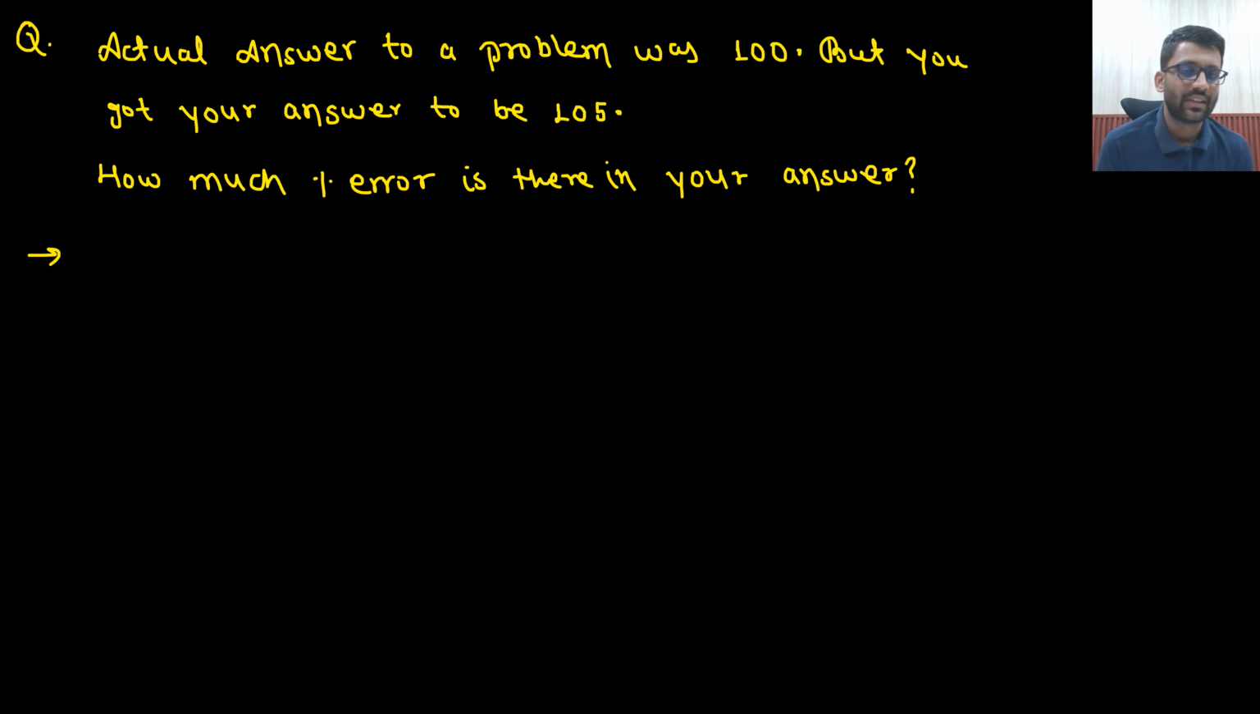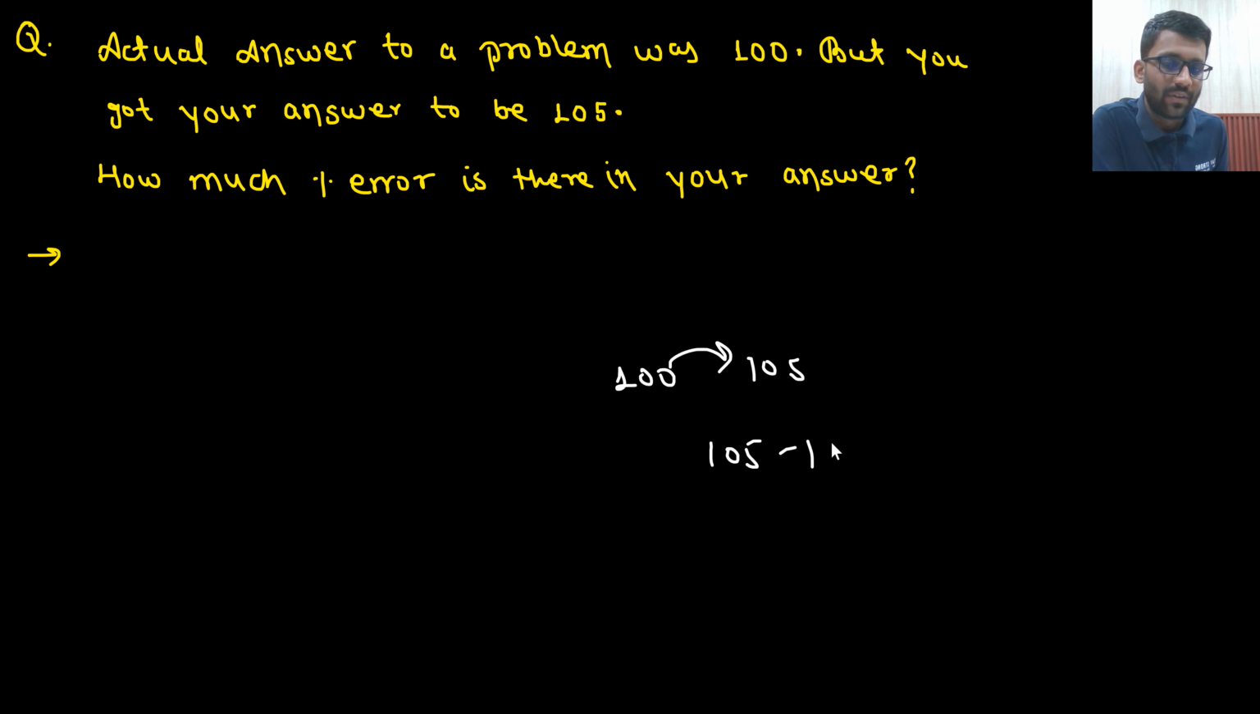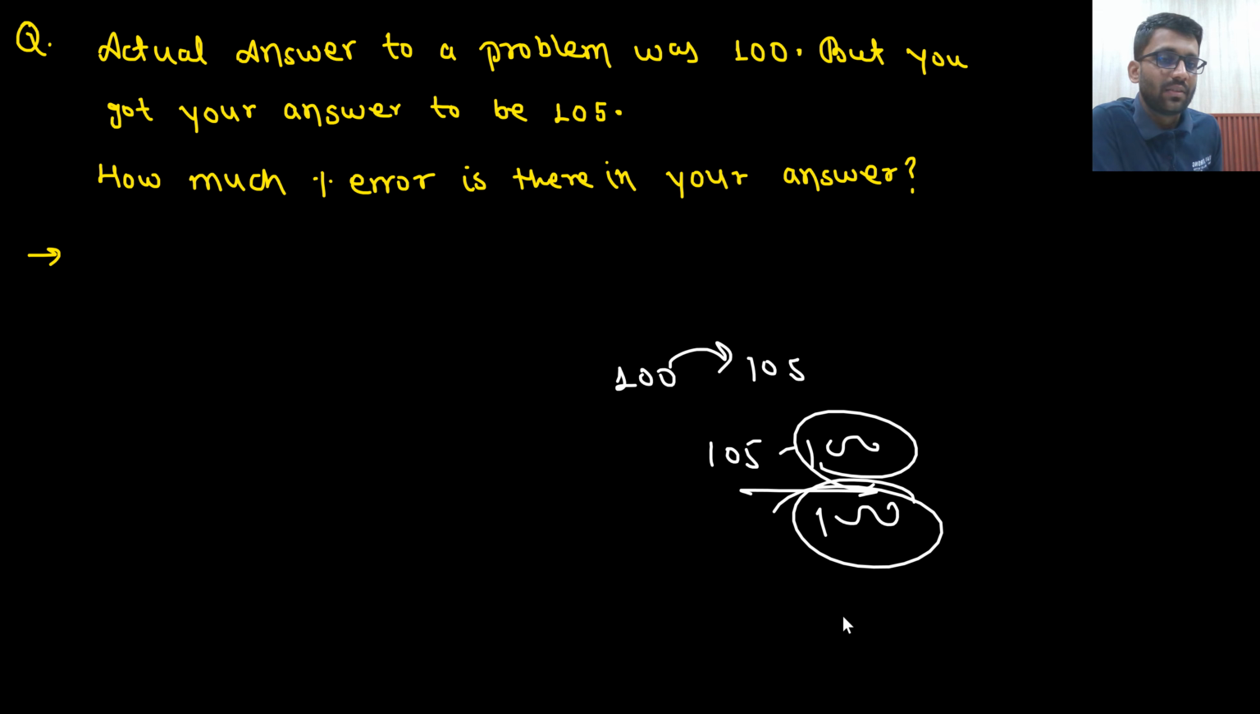The actual answer to a problem was 100 rupees, but you got your answer to be 105. How much error was there? From 100 you got 105. 105 minus 100 divided by 100, where 100 should be the actual answer. So how much error did you make? 105 minus 100 divided by 100, 5% error you made.